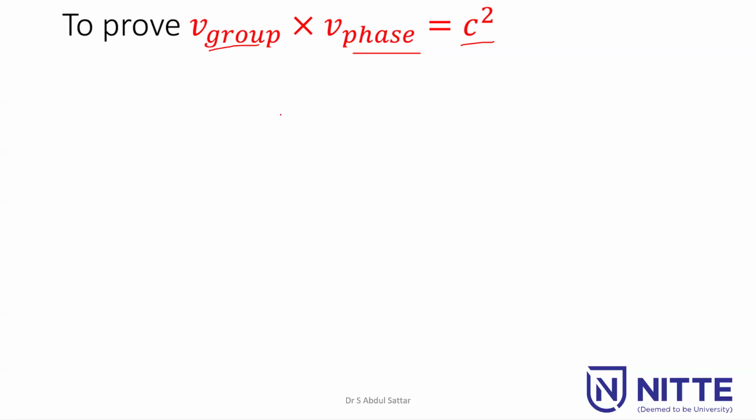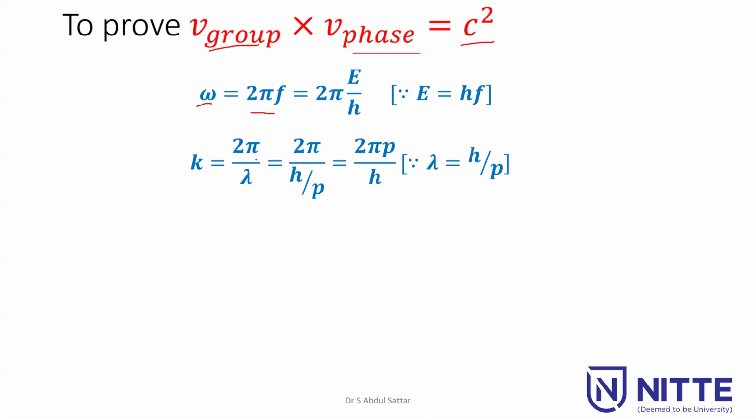For this we will take the phase velocity, V phase equal to omega by k, we all know. In this, omega equal to how much? 2 pi f. f is nothing but E by h, we already discussed in the previous topic. So omega equal to 2 pi into E by h, or 2 pi by h into E. And k equal to 2 pi by lambda, which we also discussed in the previous concept, and lambda equal to h by p. Therefore, k equal to 2 pi p by h, or 2 pi by h into p.